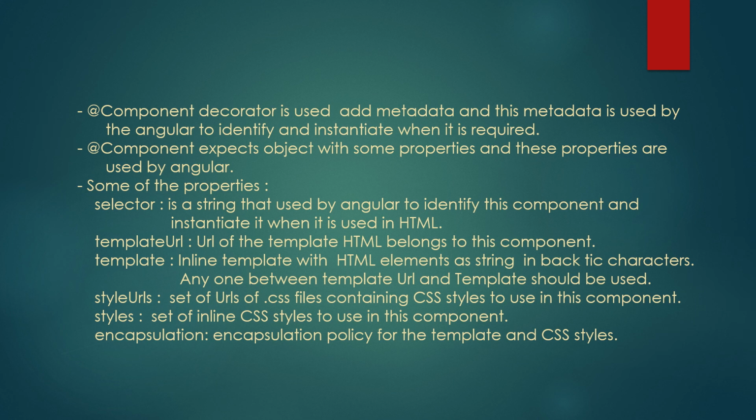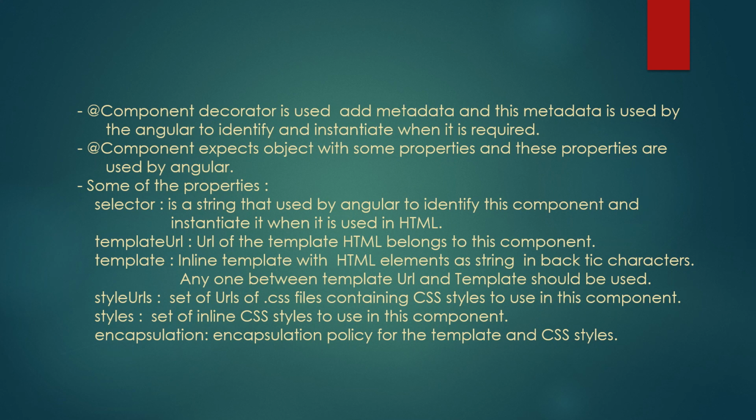Generally, this decorator expects an object with some properties, and these properties are used by Angular. Some of the important properties are selector. Selector is a simple string that can be used as a normal HTML element in HTML files. This is used by Angular to identify this component and instantiate it when it is used in HTML. Template URL specifies the URL of the template that belongs to this component. The template we can specify in a .html file, and the URL of that HTML file can be specified here.